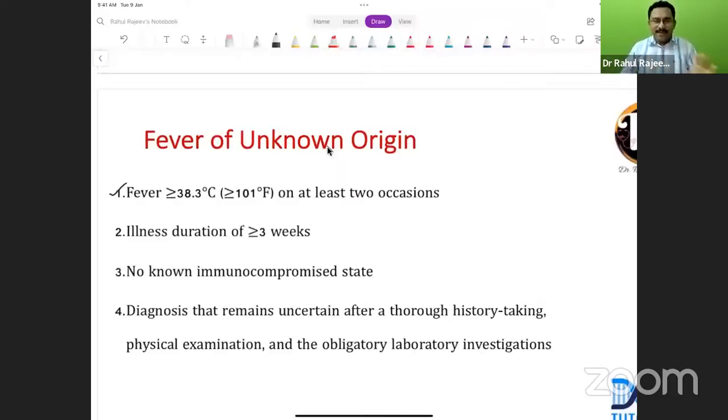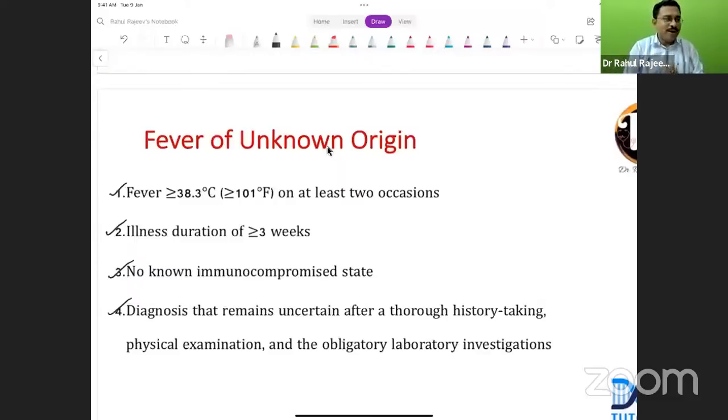Point three, no immunocompromised state. This patient is not a diabetic, is not having any evidence of tuberculosis. His viral markers are negative, so the HIV is also negative. So there is no known immunocompromised state, right? And the diagnosis still remains uncertain after a thorough history taking, physical examination, and other obligatory lab investigations. Harrison has given a list of obligatory lab investigations, that is some basic investigations like your blood routine, renal function test, liver function test, peripheral smear, the ANA, urine routine, the chest X-ray, the cultures, the echocardiography. So we have done all that. We have done the obligatory lab investigations and we are nowhere.